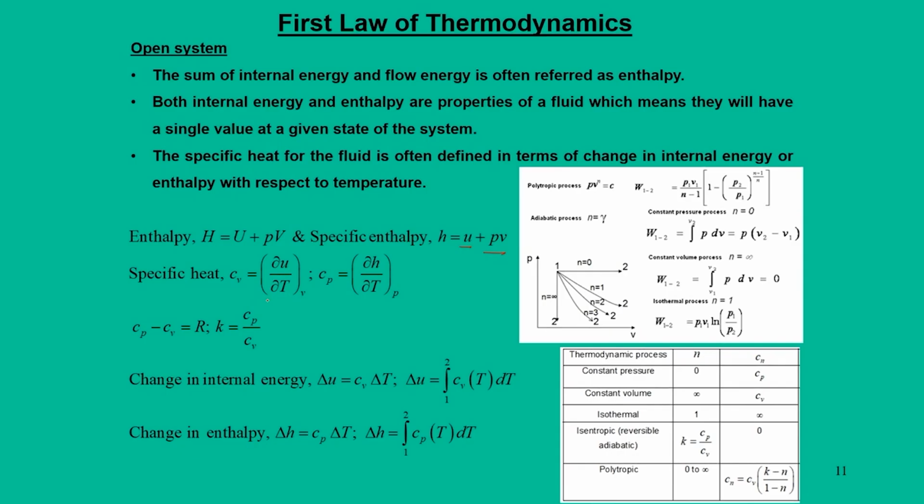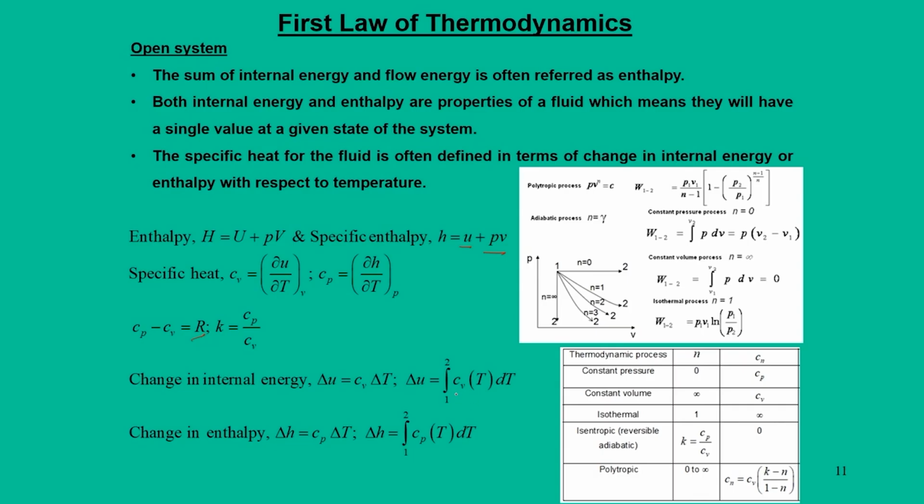For gases we can have two specific heats, because we can view this specific heat in two different ways, either at constant volume or at constant pressure. Accordingly, we define specific heats at constant pressure or constant volume. The difference between them is the characteristic gas constant for a given fluid. Then we also have the specific heat ratio K, that is Cp by Cv.